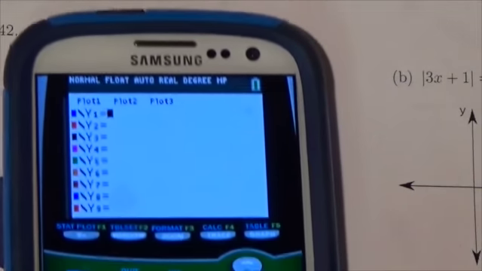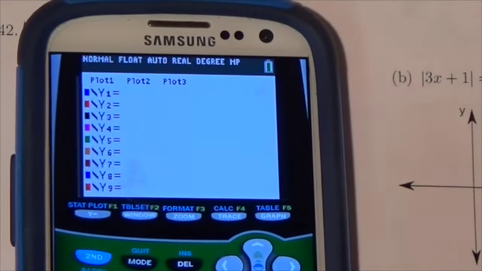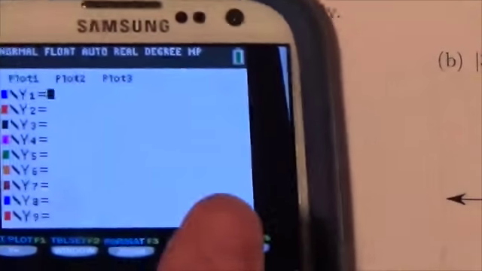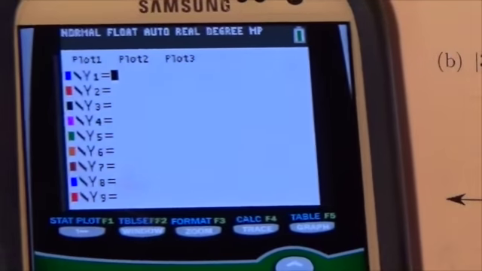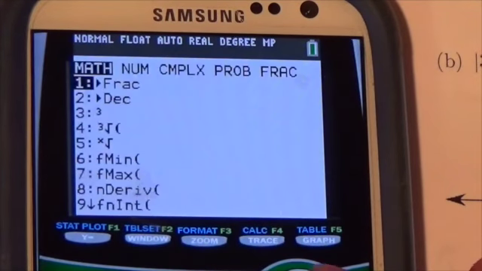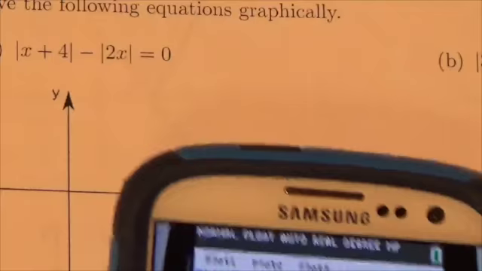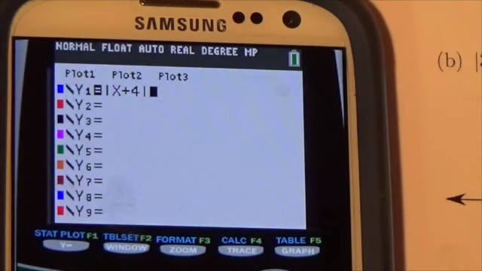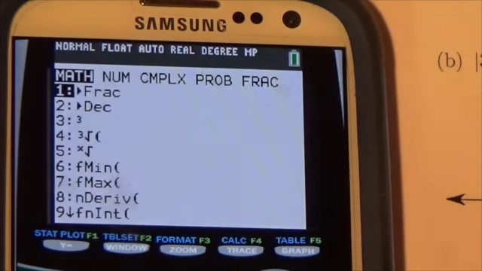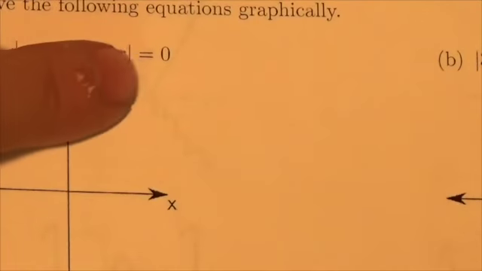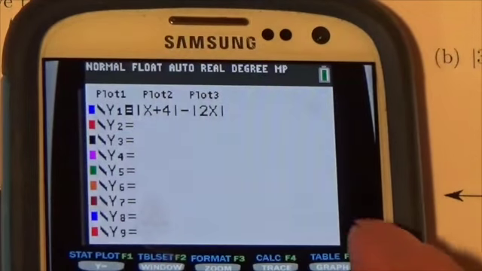Now I've only got my phone here, but I've got an app, so I'll just zoom in a little bit. To get the absolute value of x plus 4 minus the absolute value of 2x, first I go into Math, over to the Num menu, and get the absolute value of x plus 4. Then I make sure I get out of the absolute value, and I subtract the absolute value, so go back into Math, Num, 2x, enter. There's my equation. The equation is set equal to 0, so now I'll just graph this.